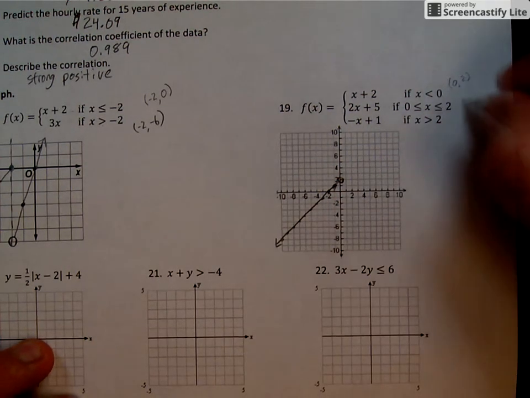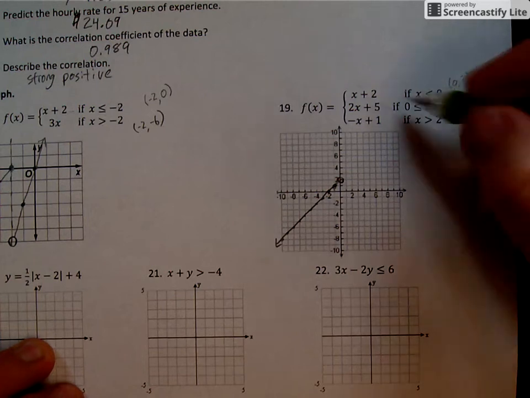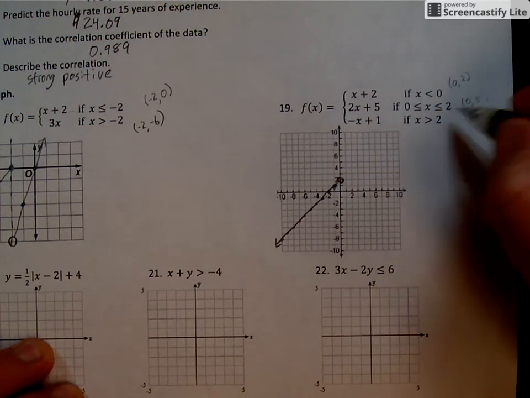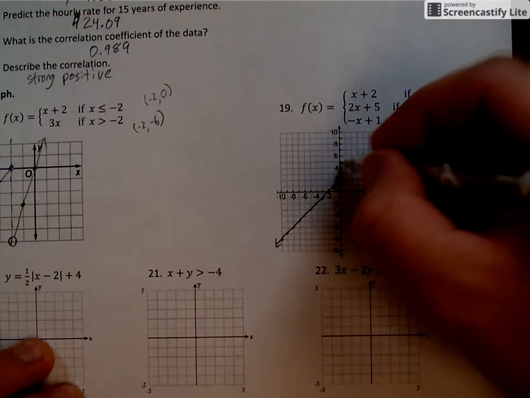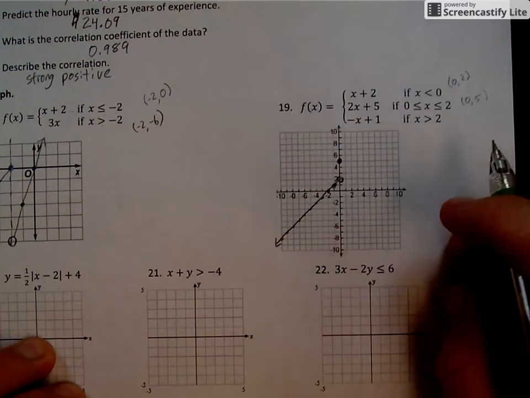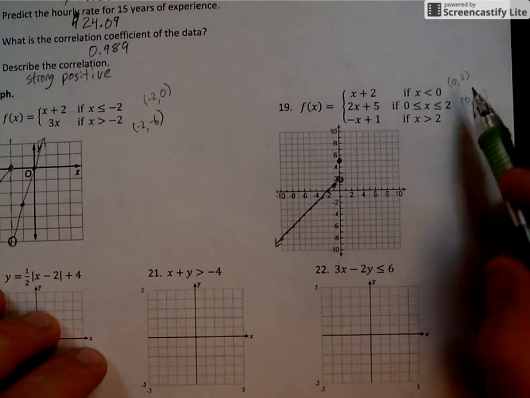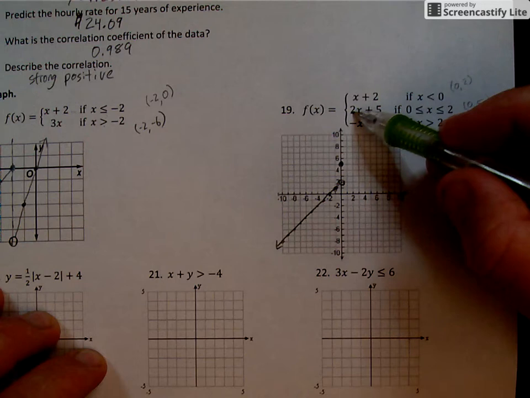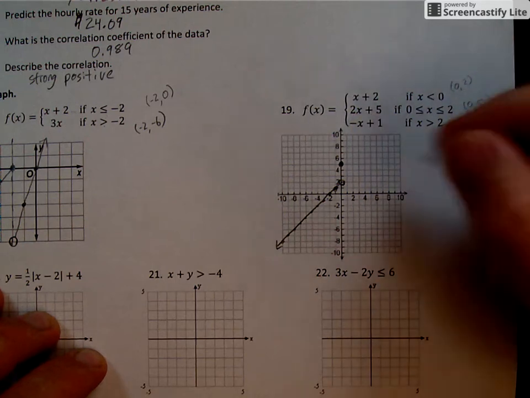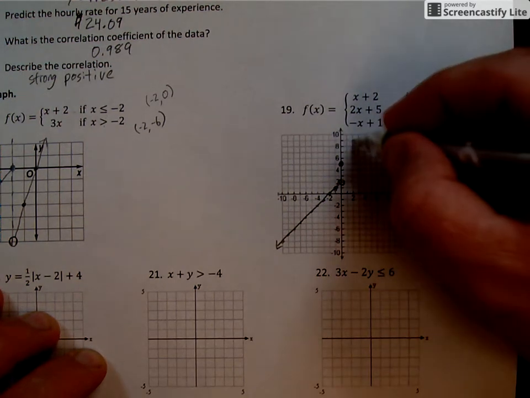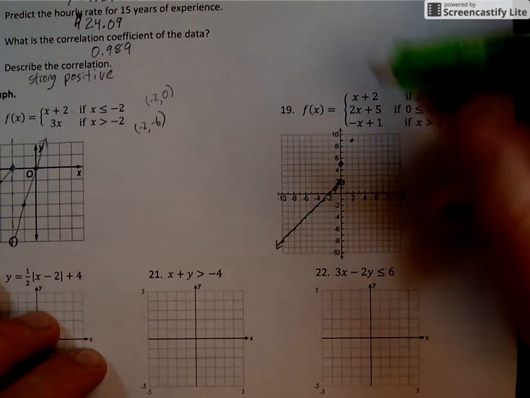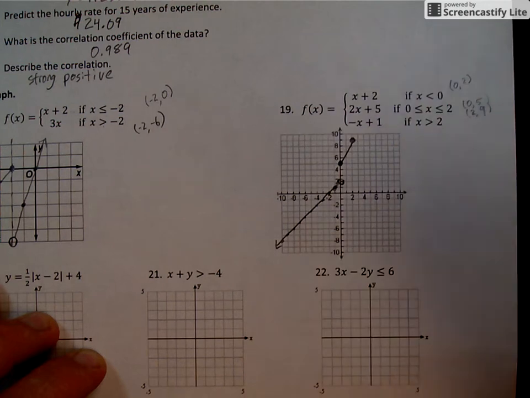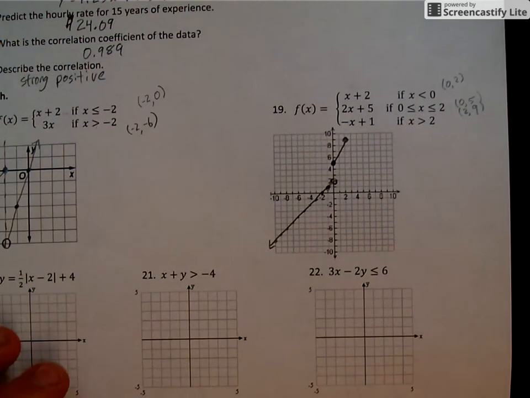Now I plug in 0 for the second interval into this equation. 2 times 0 plus 5 is 5, so I get the point (0, 5). This one's closed, so closed circle at (0, 5). And since it has another endpoint, 2, I'm going to plug 2 in to get the far endpoint. 2 times 2 is 4, plus 5 is 9, so (2, 9). That one's a closed interval also, so closed circle and just connect the two. That's the middle piece of that graph.